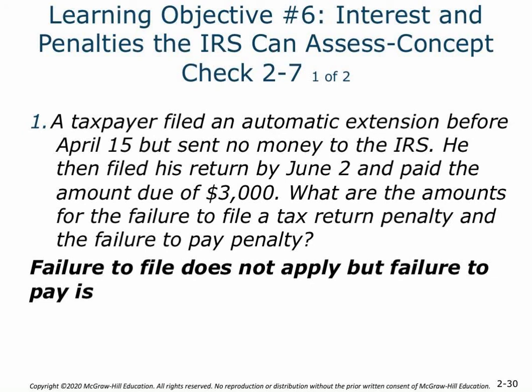The failure to file does not apply, and the reason why is because the extension was timely. The taxpayer filed for the extension before April 15th, so there's no penalty for failure to file. However, you still are required to pay by April 15th, so there will be a failure to pay penalty. So what the tax filer should have done was file for the extension, but make a best estimate of what that tax liability would be, and then provide the $3,000 on April 15th along with the extension.